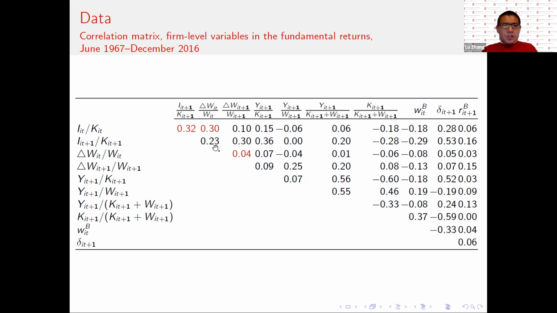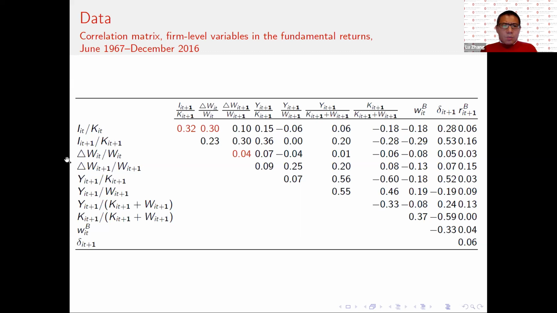All right, correlation structure. Autocorrelation is 32% for the investment rate. And this is a bit inflated because of our monthly alignment out of annual accounting data. If you just look at the annual accounting data directly, that autocorrelation drops to about the low 20s. So it is a little bit inflated by our timing alignment procedure.